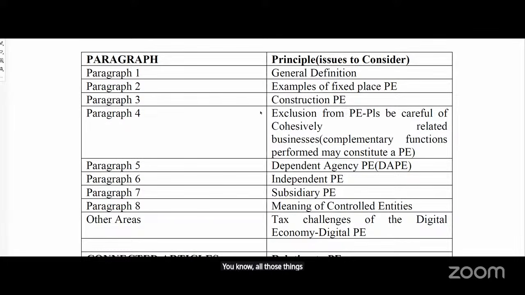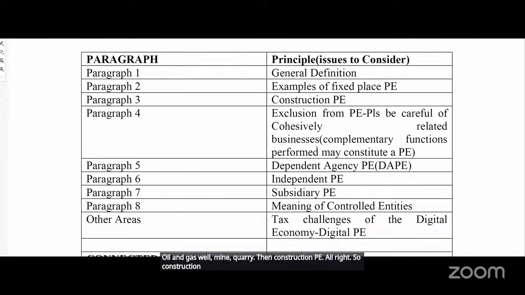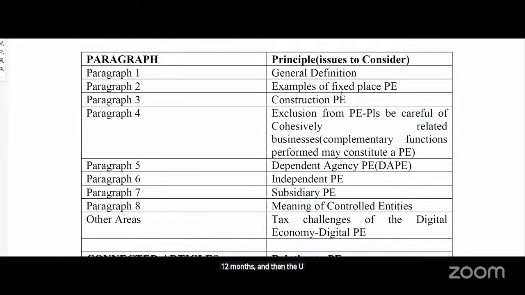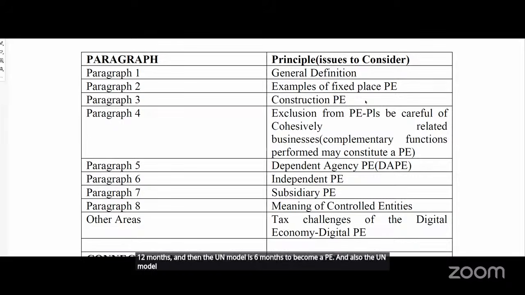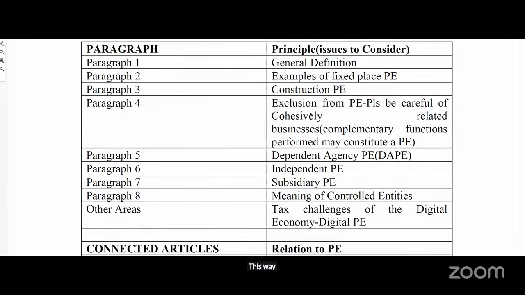Oil and gas well, mine, quarry. Then construction PE, all right? Construction PE is the only one that in our laws in Ghana has a limitation on the number of days to become a PE: 90 days. Do you know that? But in the OECD model it is 12 months, and in the UN model it is 6 months to become a PE. And also the UN model includes supervisory activities and assembly activities. Now, this is where it gets interesting: the exclusions from a PE.